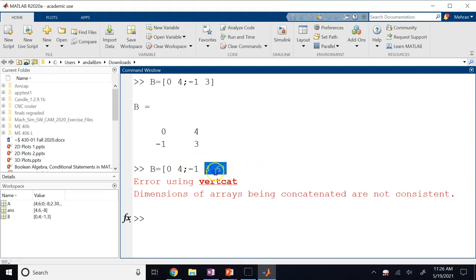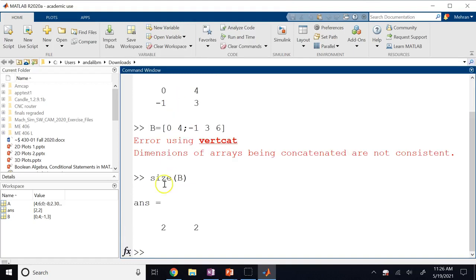Now, what about the dimension of this matrix here, B? Remember, for a vector A, I use the command length. How can I get the size or the number of rows and columns of B? I use the command size. I say size of B. And it gives me 2 numbers. The first one is the number of rows. The second one is the number of columns.